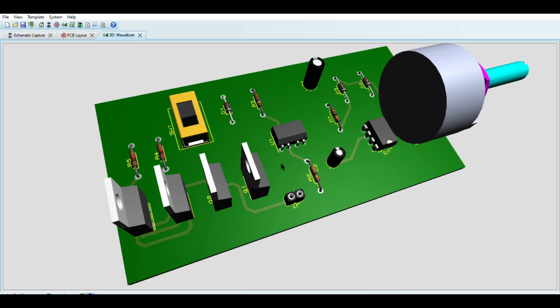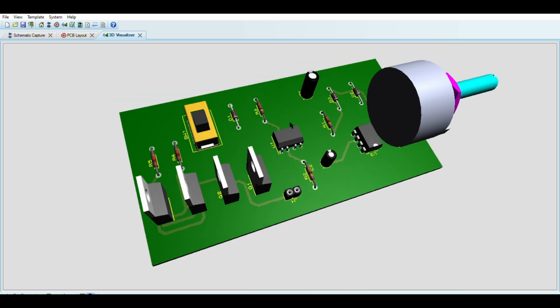Okay, further if you want to print this circuit, you have to make the Gerber files, and you just order the PCB from wherever you want to have it printed. So this is it for today. And there is another video section where I will show you how this actually works in real life.